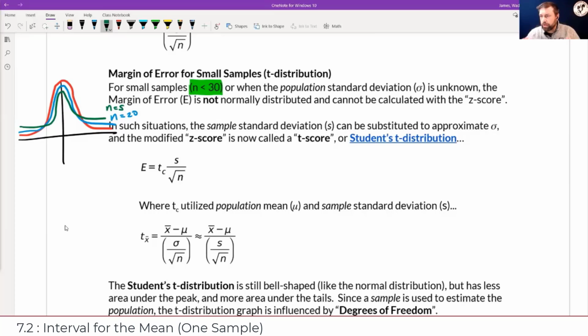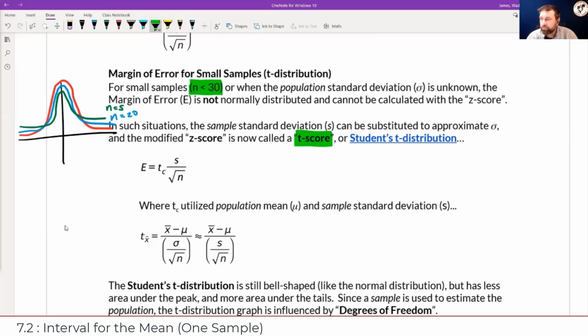So how much this normal distribution is deformed is based on an idea called degrees of freedom. And instead of using a z-score, we use something called a t-score. And I know you're thinking, what, one more variable that doesn't make any sense. This is called the student's t-distribution. And I don't know why they call it the student's t-distribution. That's what it's called.